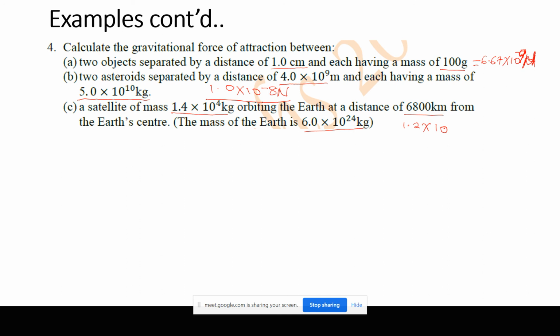Teacher, I got power negative 18. Power 18. Yeah.